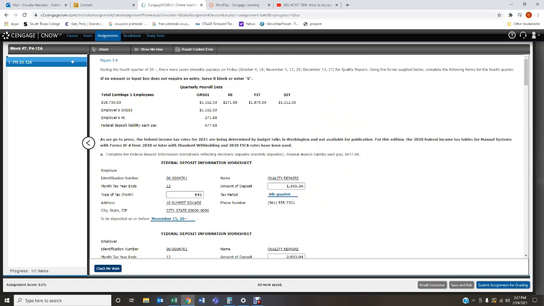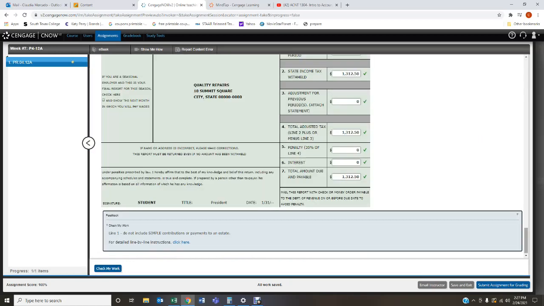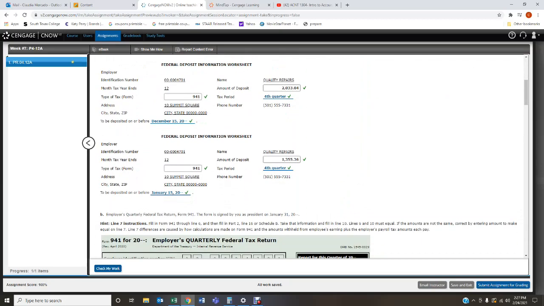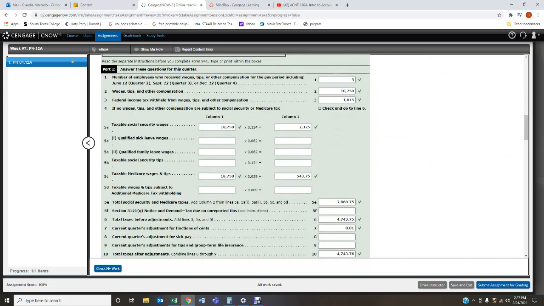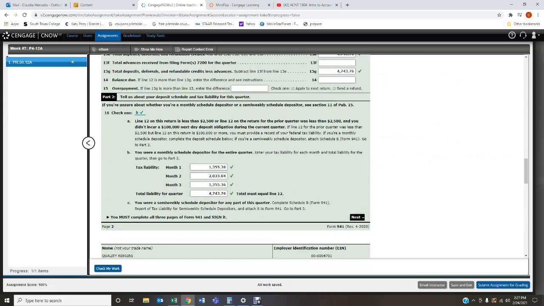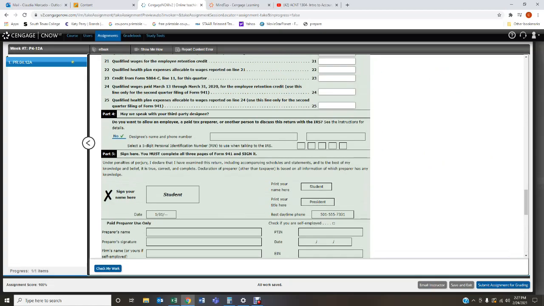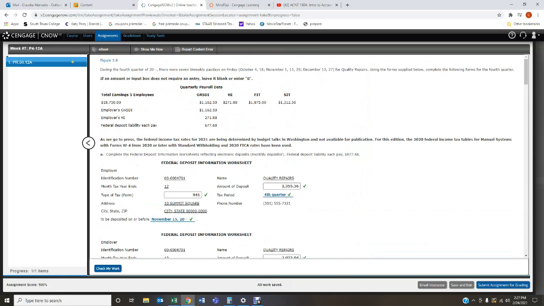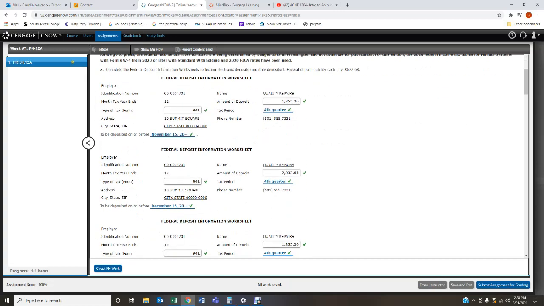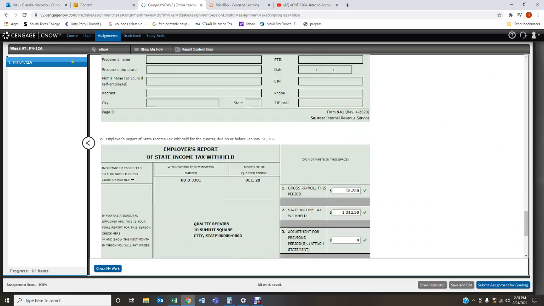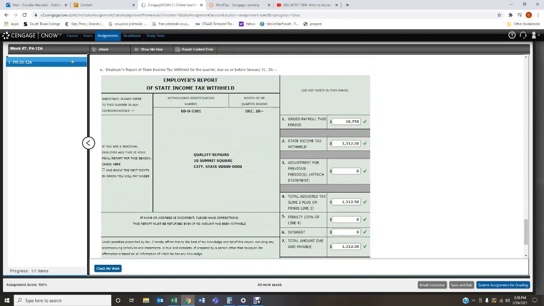Now let me check my work just to make sure that I didn't make any mistakes, because I was doing this fairly quickly. Let me just do a quick review to make sure I don't have any excess. Okay, looks good. So that is how we do problem 412. Everything is provided up here. We just have to use this information and a little calculation to be able to complete our federal deposit information worksheet, our 941, as well as our employer's report of state income tax withheld.